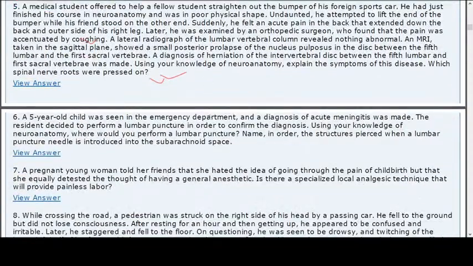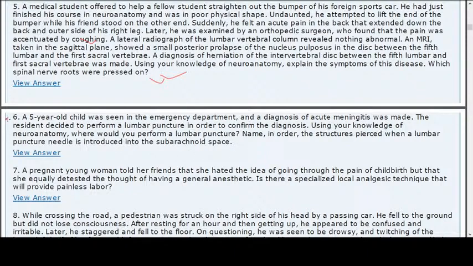We'll be studying about it eventually. Okay, next question. A fever patient was seen in the emergency department. A diagnosis of acquired meningitis was made. The resident decided to perform a lumbar puncture in order to confirm the diagnosis. Using your knowledge of neuroanatomy, where would we perform the lumbar puncture? Name in order the structures pierced when a lumbar puncture needle enters the lumbar region.